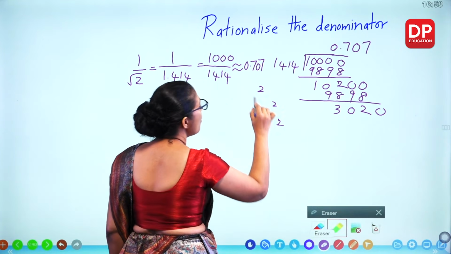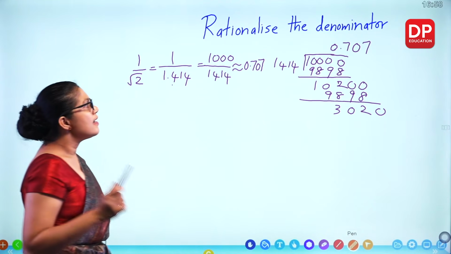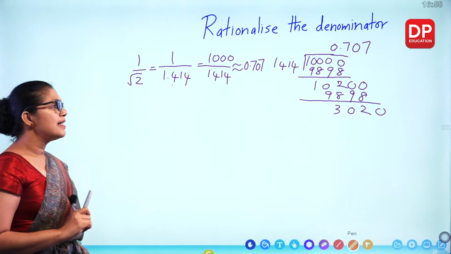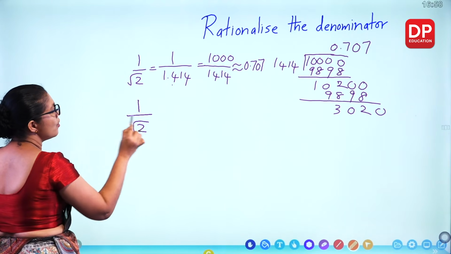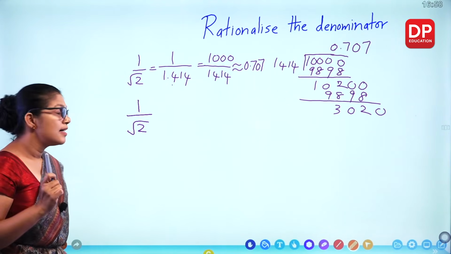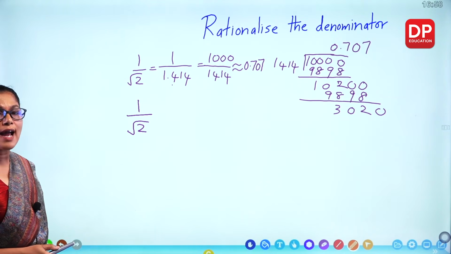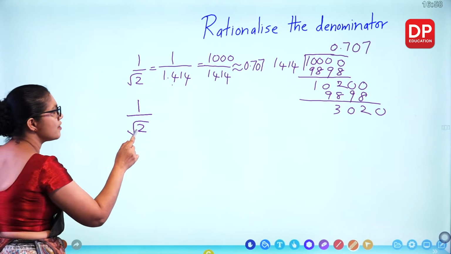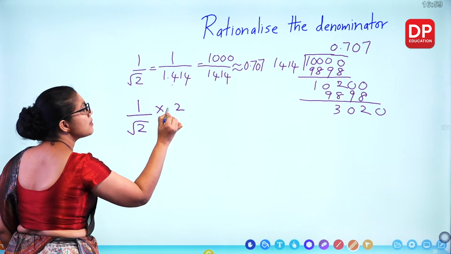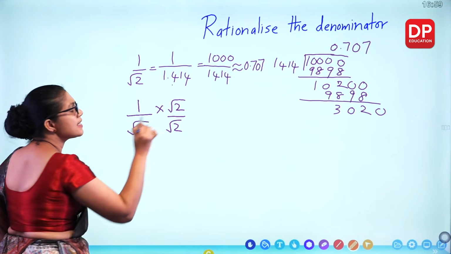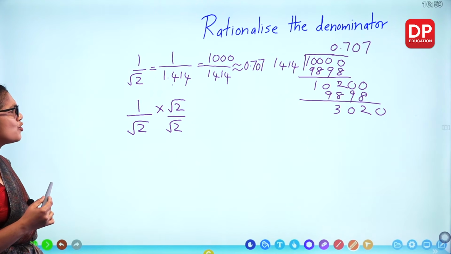Now we will use another method and see whether we can find the answer easily. I am now getting rid of this surd value in the denominator. So that's called rationalizing the denominator. How can I get rid of this root 2? So what I can do is multiply both the numerator and the denominator by the same surd value. So what happens when you do that?